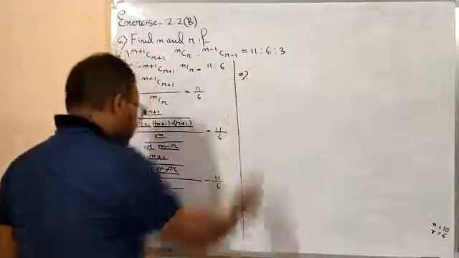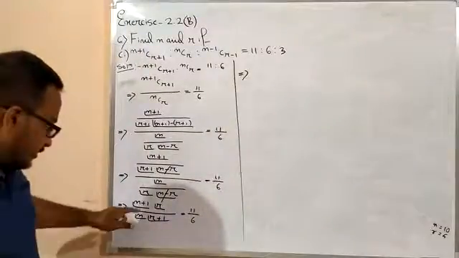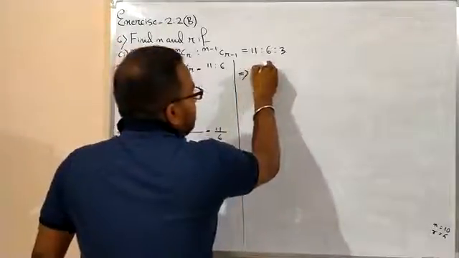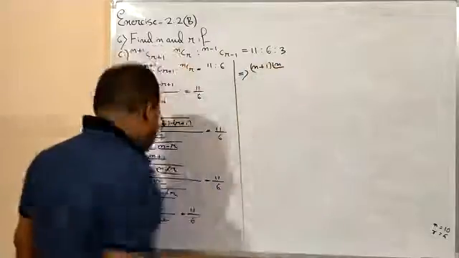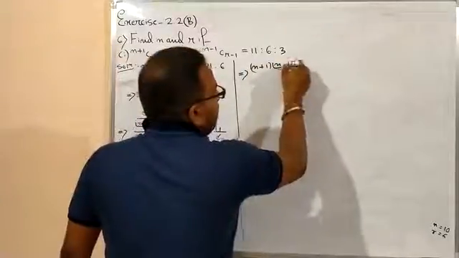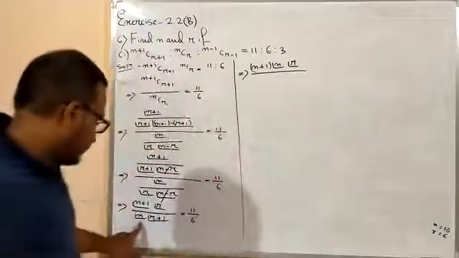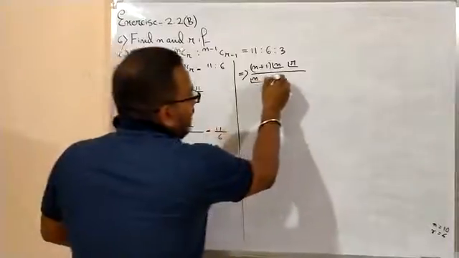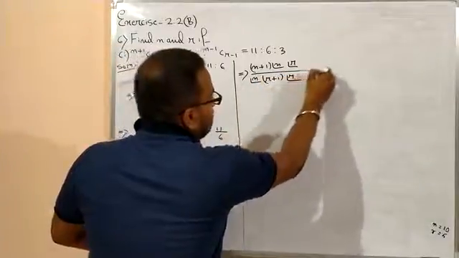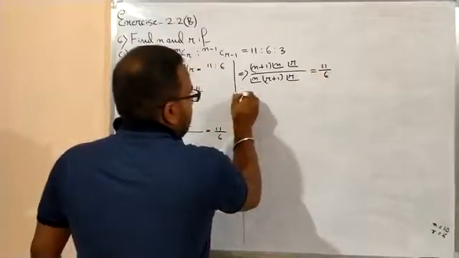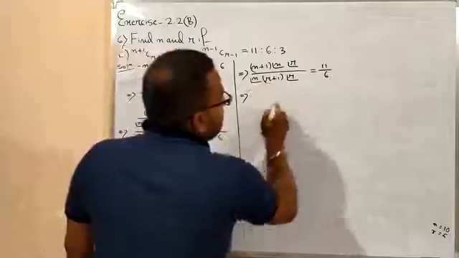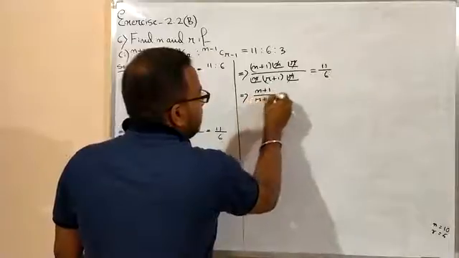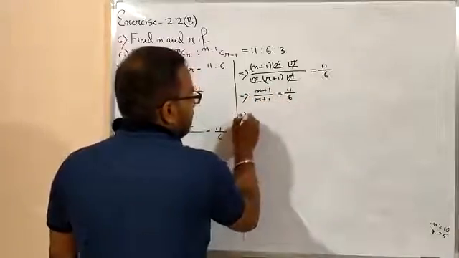Now factorial n plus 1 can be written as n plus 1 into factorial n. So it will be n plus 1 into factorial n, and it is factorial r. Now it is factorial n, and factorial r plus 1 can be written as r plus 1 into factorial r. So it is 11 by 6. Now the factorials cancel, so it will be n plus 1 by r plus 1 equals to 11 by 6. Now you can calculate.